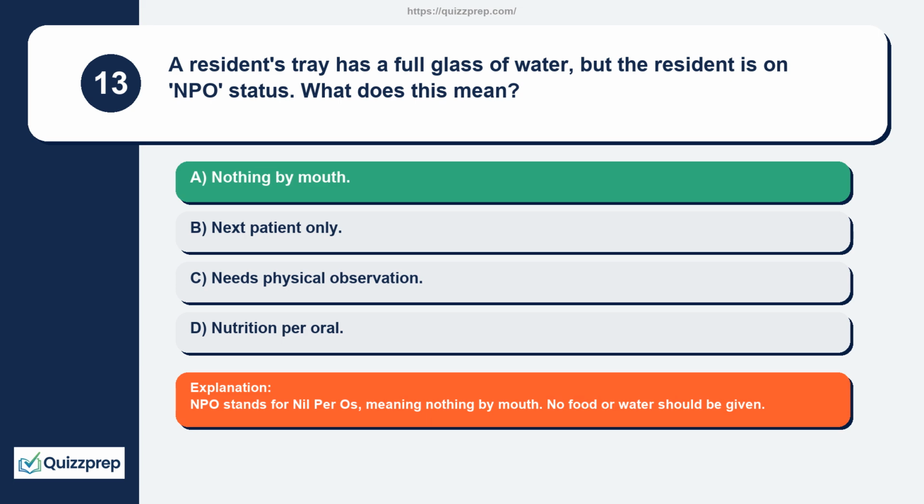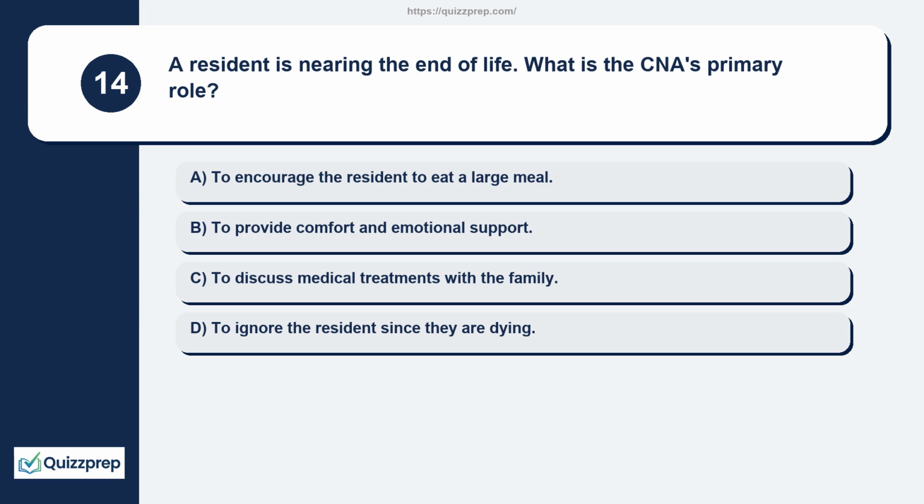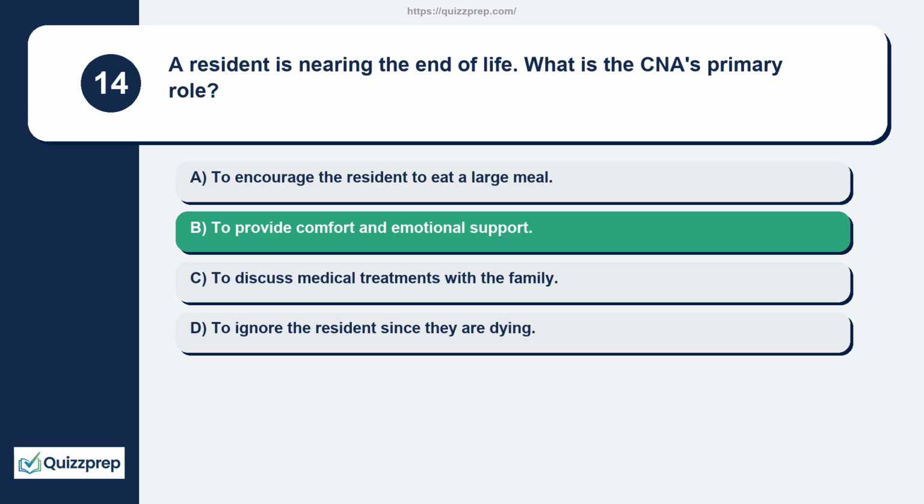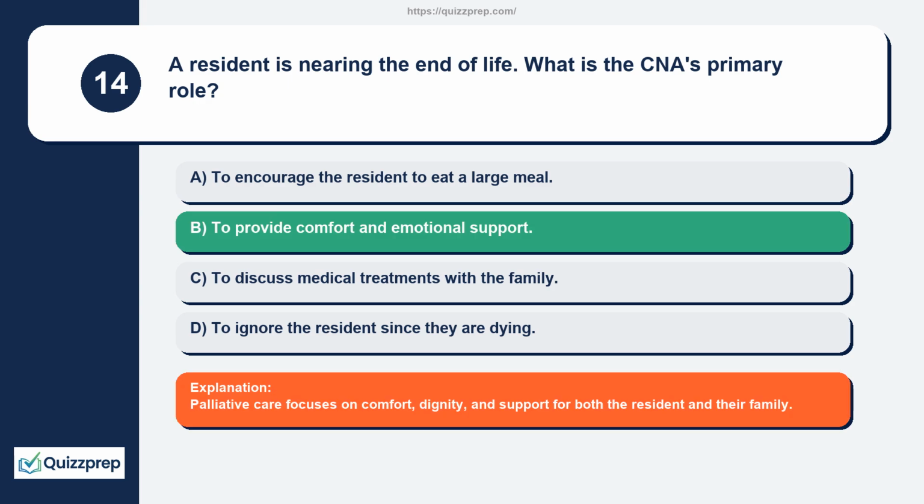Question 14. A resident is nearing the end of life. What is the CNA's primary role? To encourage the resident to eat a large meal, to provide comfort and emotional support, to discuss medical treatments with the family, to ignore the resident since they are dying. Palliative care focuses on comfort, dignity, and support for both the resident and their family.